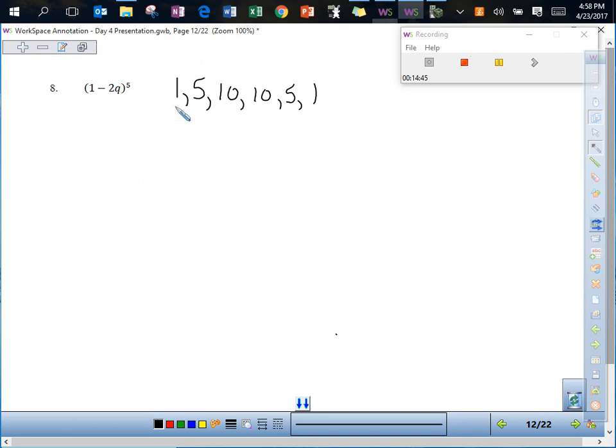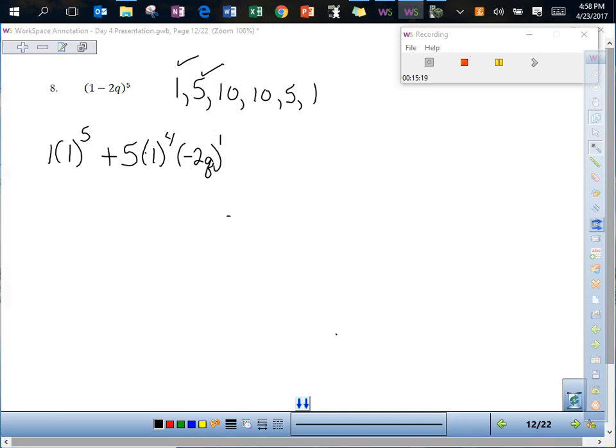And then here goes your pattern. My first term is going to have a 1, and then I'm going to have a 1 to the 5th power. So I had a coefficient of a 1, that guy right there. I have this term, which happens to be a 1, to the 5th power, plus. My next term has a 5 as a coefficient. I'm going to have a 1 four times, and I'm going to have a negative 2q one time. And then my next term is going to have a 10 in there. I'm going to have a 1 three times. I'm going to have a negative 2q twice.